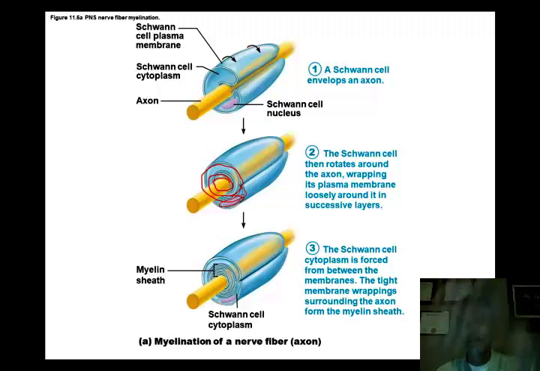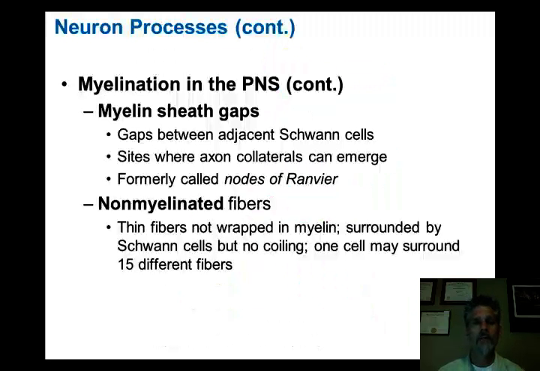But remember, it's only doing it in distinct portions. It's not continuous like a regular wire. So there are these areas where there are gaps. There's exposed wire. And in a regular wire, that might be a bad thing, but in a neuron, it's very important. So the myelin sheath gaps occur between the Schwann cells, and these are called axonal nodes or nodes of Ranvier. And so those are going to be very important in terms of conducting the impulse down those myelinated axons. So then the non-myelinated fibers, they're also surrounded by Schwann cells, but they don't have the coiling, and we don't have that whole myelin going around it.